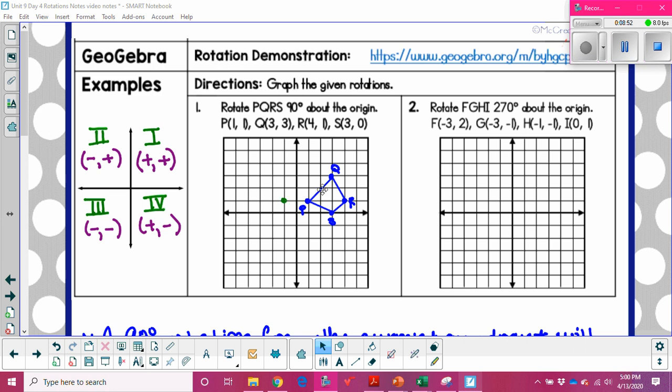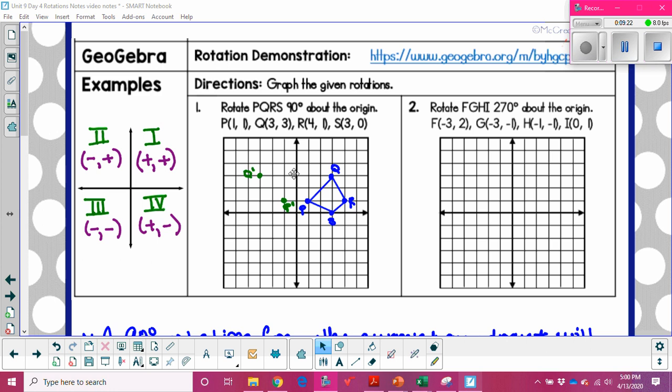Okay, now I'm going to look at Q. All right, Q is at 3, 3. It's in quadrant 1, so it's just going to go to the next quadrant, which is 2. Okay, and it's going to be a negative and a positive because you're going to be over here. And the x and y values switch, but this is just 3, 3. So you're going to be at -3, +3. Okay, so this was P prime, and this was Q prime.